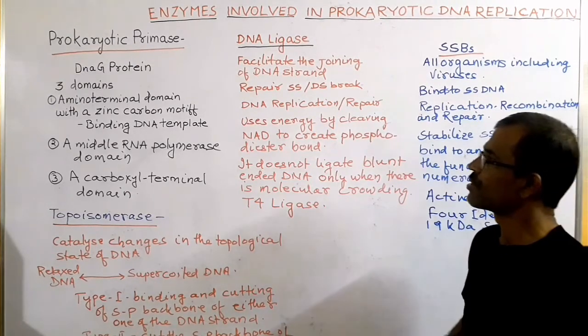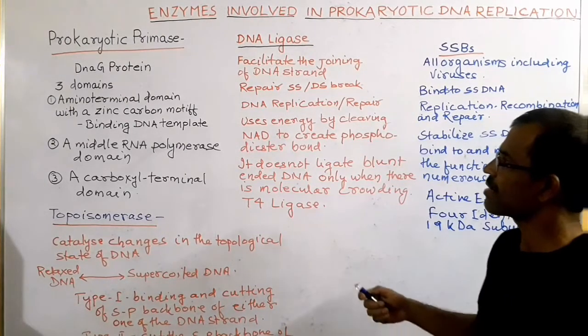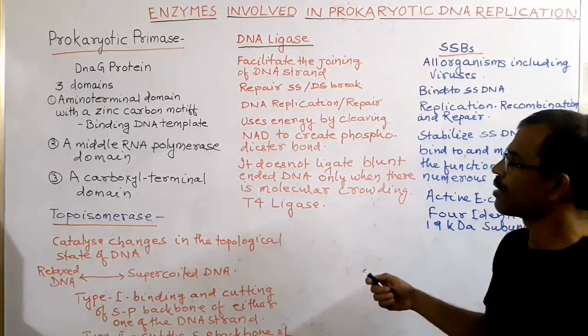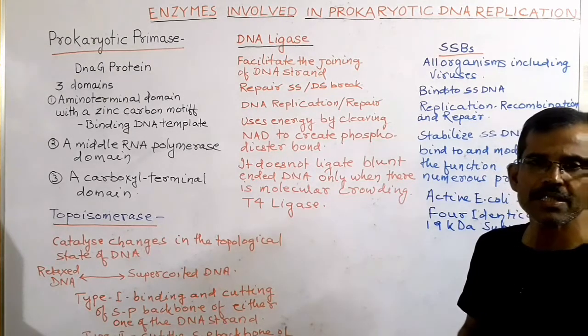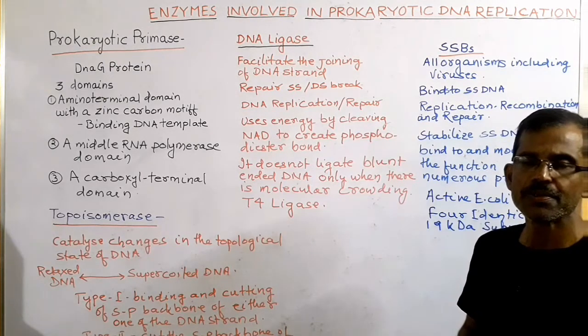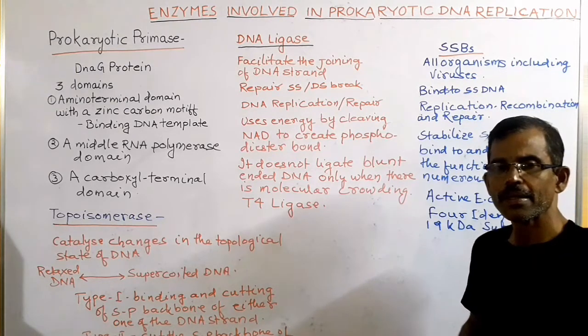Prokaryotic primase consists of three domains. First is the amino terminal domain. The amino terminal domain possesses a zinc carbon motif. This domain binds template DNA.